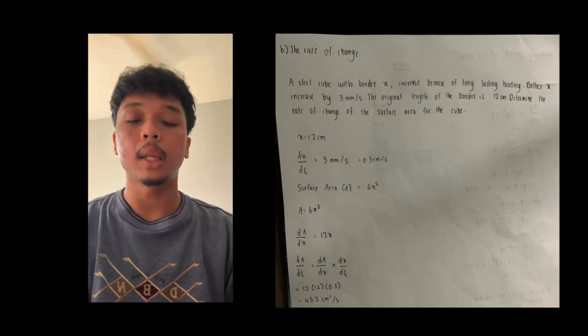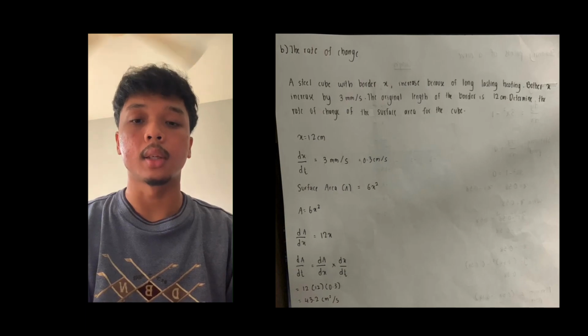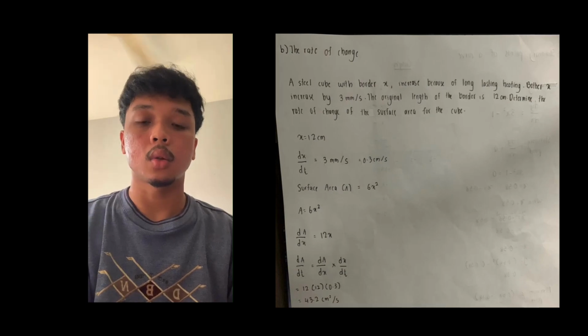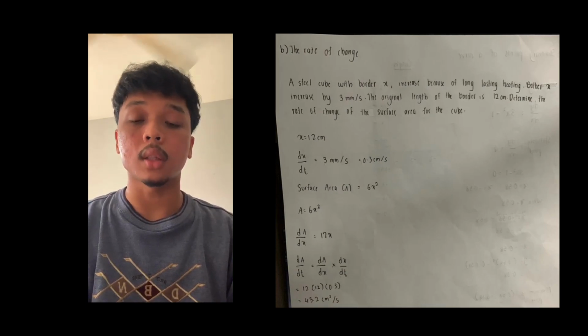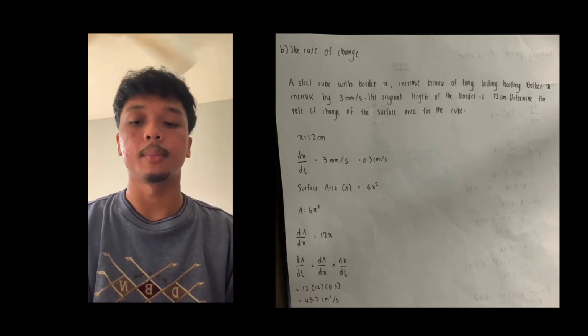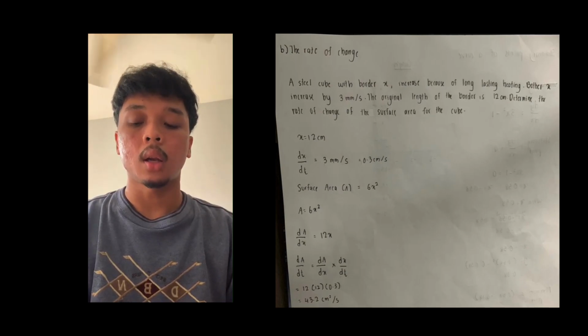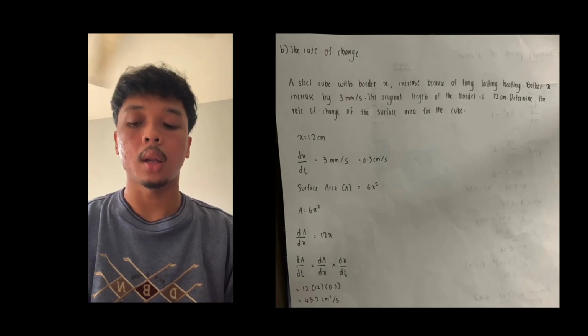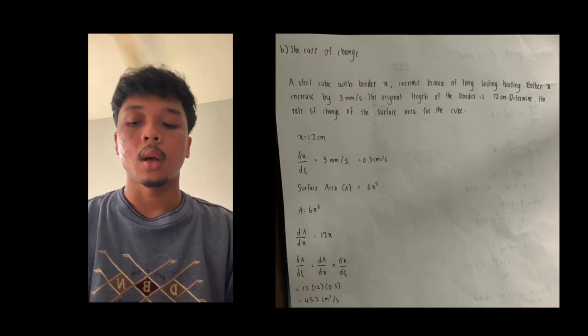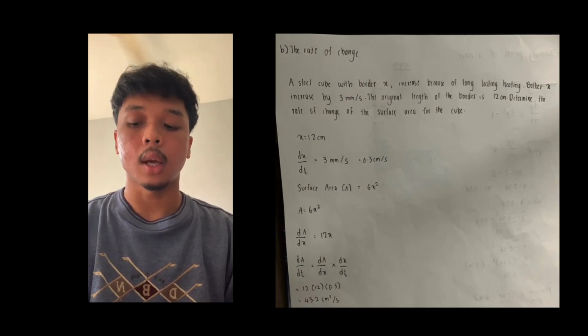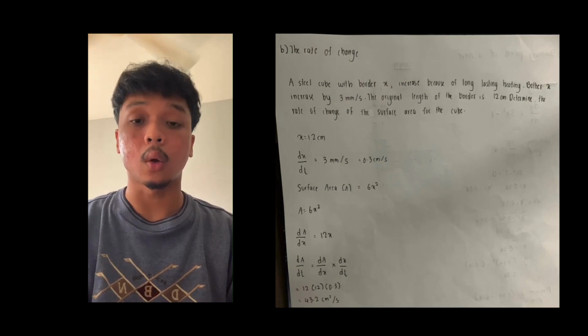And the formula surface area for the cube is 6a square. But we need to change a to x. Why need to change? Because x is given. So the surface area is 6x square. And we need to differentiate the surface area. After differentiating the surface area, the answer is dA per dx equals 12x.